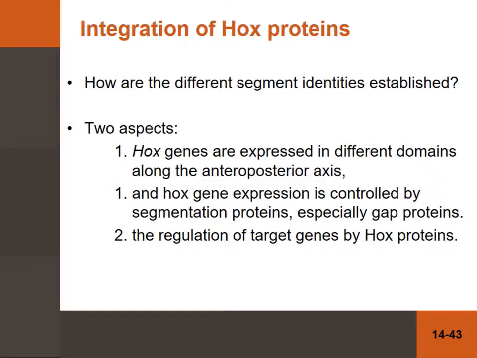So how are the different segment identities established? There are 2 aspects to this. One is that Hox genes are expressed in different domains along the antero-posterior axis, and Hox gene expression is controlled by segmentation proteins, especially the gap proteins. Two, regulation of target genes by Hox proteins. So we'll examine one example of how a major feature of the body plan is controlled through integration of many inputs by a single cis element.